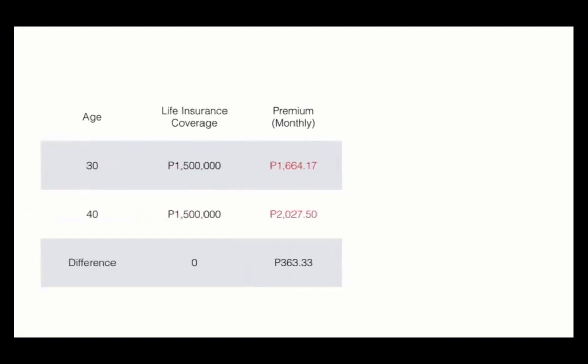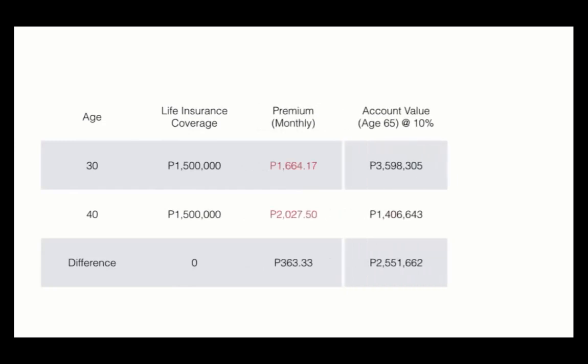Okay, now the premium that Sarah will be paying every month at the age of 30 is worth 1,000 pesos, 664 and 17 cents. But if she will get it at the age of 40, then she will be paying 2,000 pesos, 27 pesos and 50 cents every month. The difference is 363 pesos and 33 cents.